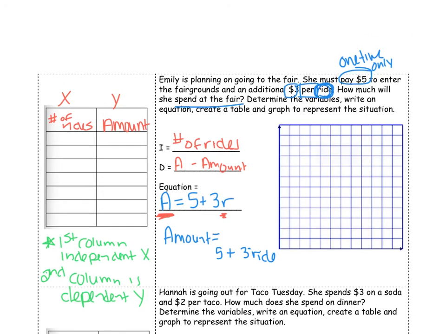All right. So if she takes 0 rides, she still had to pay her $5 to get in. And I don't like rides, so this is what I end up doing when I go with my kids. Well, I like the Ferris wheel, but $5, even if she doesn't do any other rides. But every ride she takes, it's another $3. So if she only does one ride, it would be 5 plus $3, so $8. If she does a second ride, that's another $3. So every time she takes another ride, it's another $3 on top of the 5 she already had to pay.